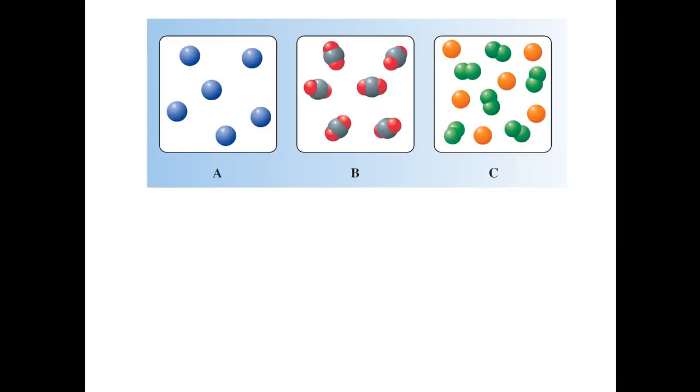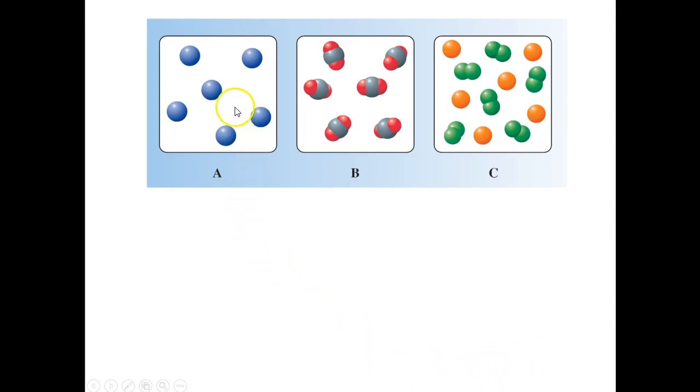Let's finally take a look at some pictures of things and try to see what we're talking about at the particle level. So we've got substances A, B, and C. If I was going to ask you, is this a picture of an element? Is it a picture of a compound? Is it a picture of a mixture? Which would you choose for each of these? You could pause if you like and take a look at these and then turn the video back on.